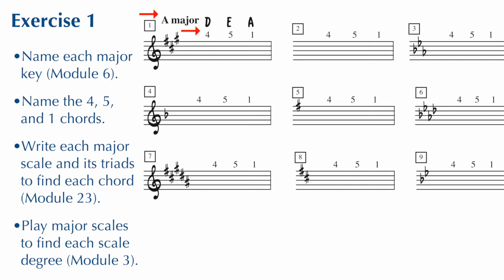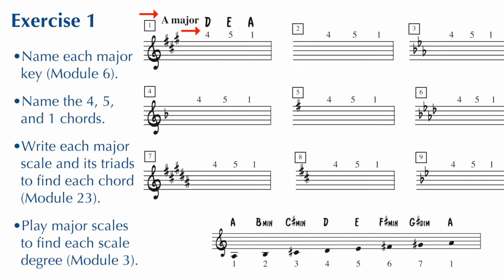For example, number 1 is already done for us. It's in the key of A major. We have 3 sharps. If you know you're in the key of A major, you can play an A major scale, and you can use that scale to find the 4th, 5th, and 1st scale degrees. Of course, A would be 1, 2, 3, 4 is D, and 5 is E. 1, 2, 3, 4, 5. And as long as you know that the chords built on the 1st, 4th, and 5th scale degrees are major chords, you can label each one of those chords as major: D major, E major, and A major.